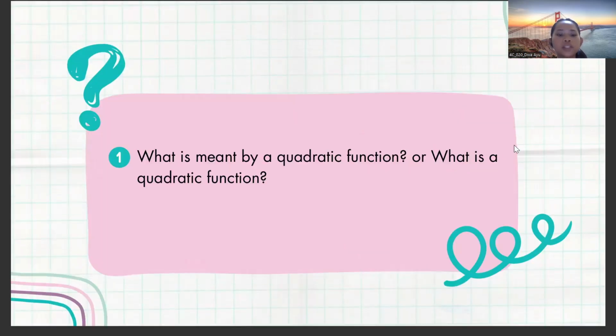Okay. Before learning the formula, let's first understand the meaning of quadratic function. A quadratic function is a polynomial function whose highest exponent of the variable is 2. Unlike a linear function, which forms a straight line, the graph of a quadratic function is always a parabola. Quadratic functions are widely used in mathematics, physics, engineering, and many real-life applications.